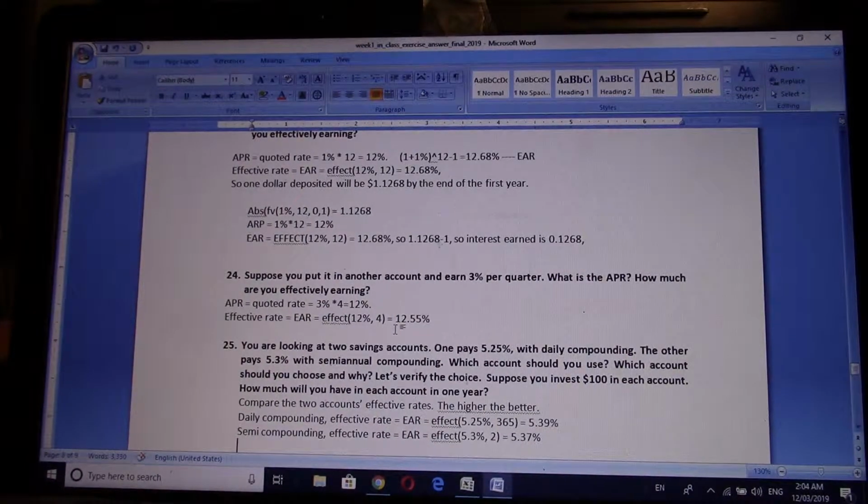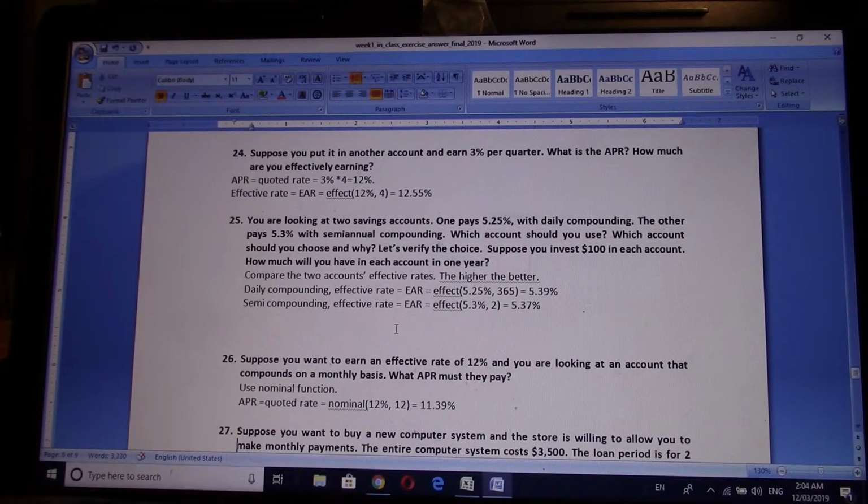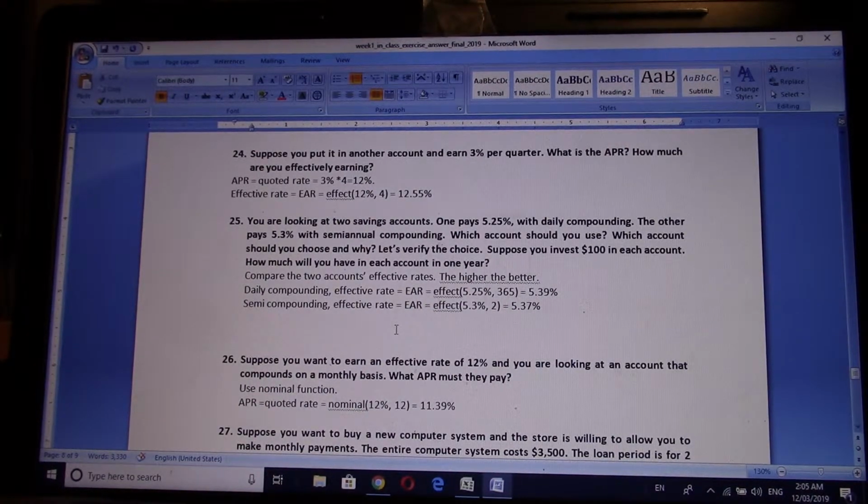Okay, now let's go to 25. You are looking at 2 saving accounts. One pays 5.25% with daily compounding. So 5.25% is the APR, annual percentage rate. Your daily interest rate should be 5.25% divided by 365. Interest is compounded on a daily basis, calculating the interest and adding it to your account every day. The other one is paying 5.3% APR, but semi-annually. So each semi-annual rate should be 5.3% divided by 2.